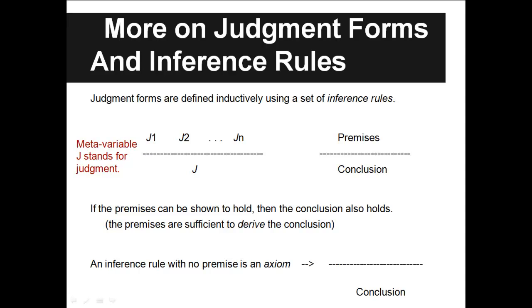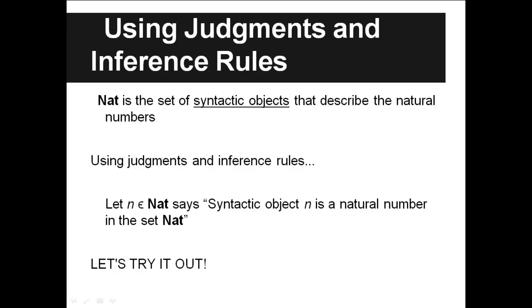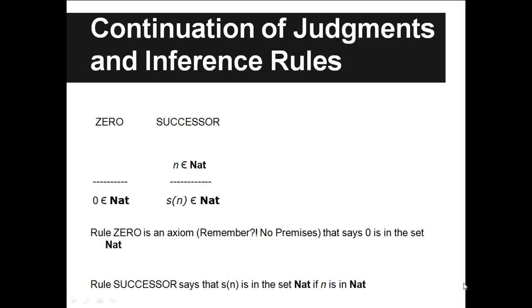Let's see an example that you may recognize from the PDF. Here we are defining the language of natural numbers using judgments and inference rules. We start out by defining nat as a set of syntactic objects that describe the natural numbers. With that, we can say the syntactic object n is a natural number in the set nat. We can define the natural set using just these two inference rules.